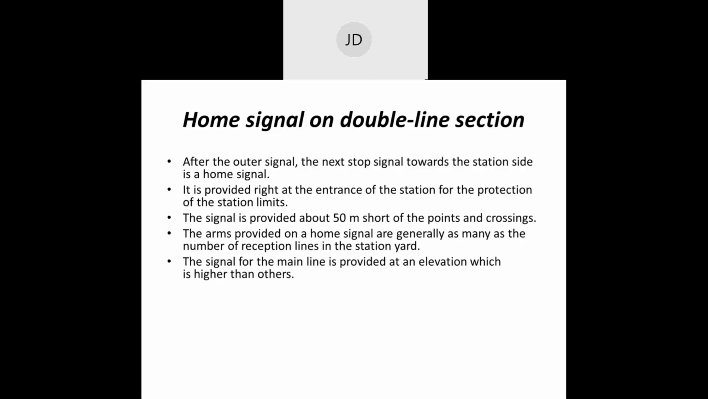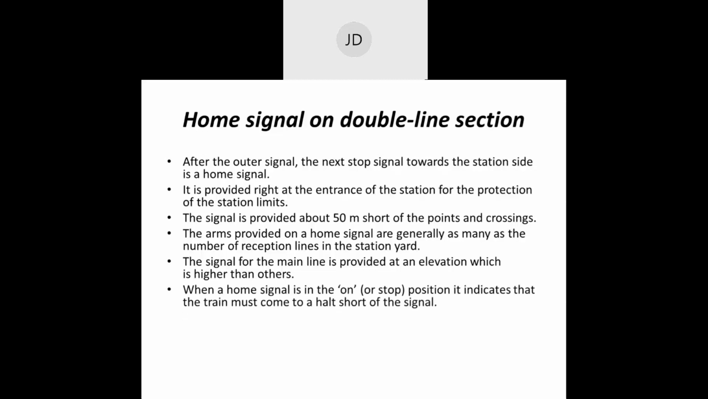Okay, when a home signal is on, that is your stop position, it indicates that the train must come to a halt short of the signal. That means it restricts the entry of the train into the branch line. That means you have to reduce the speed of the train and stop the train before entering the branch line basically.